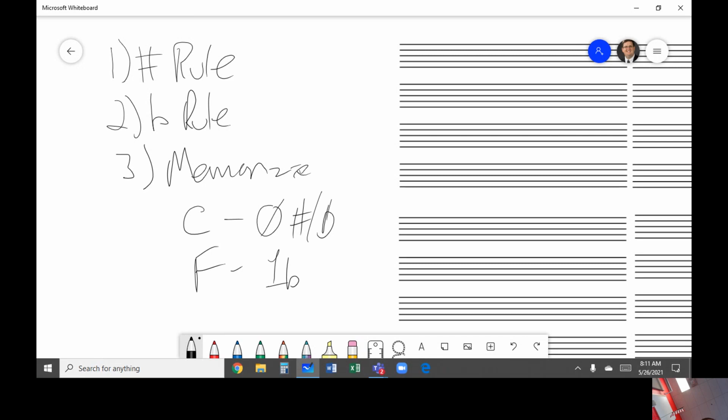Thank you. C major is no sharps or flats. F major is 1 flat. You just have to have those two memorized. Let's talk about then the sharp rule.